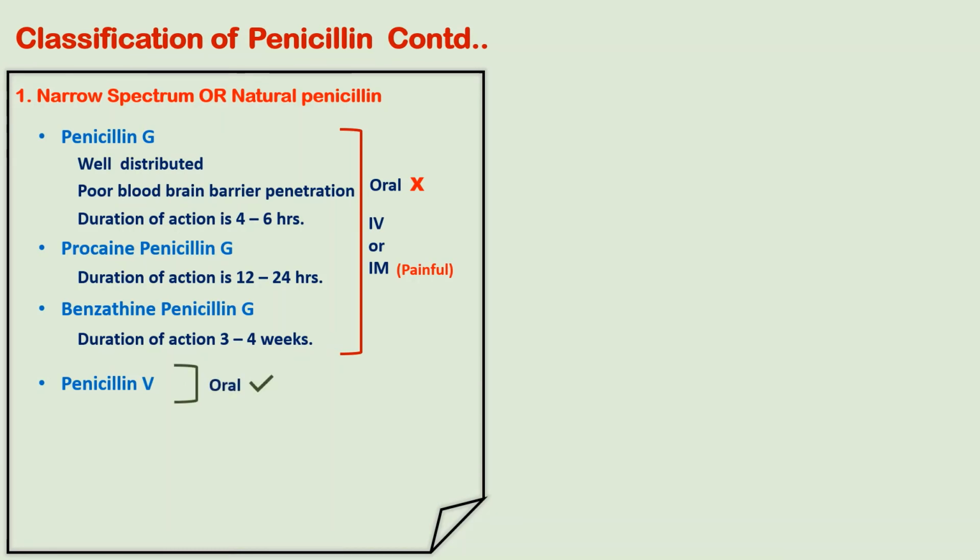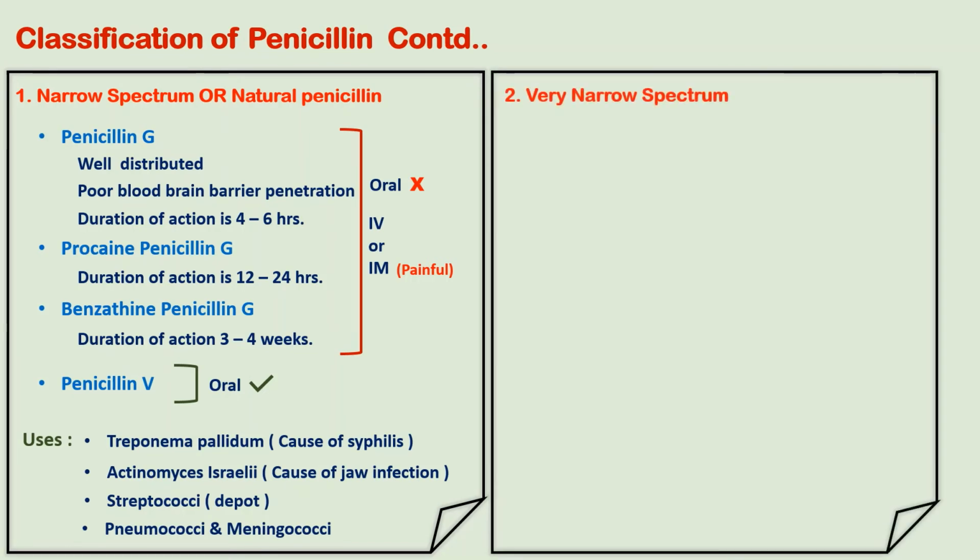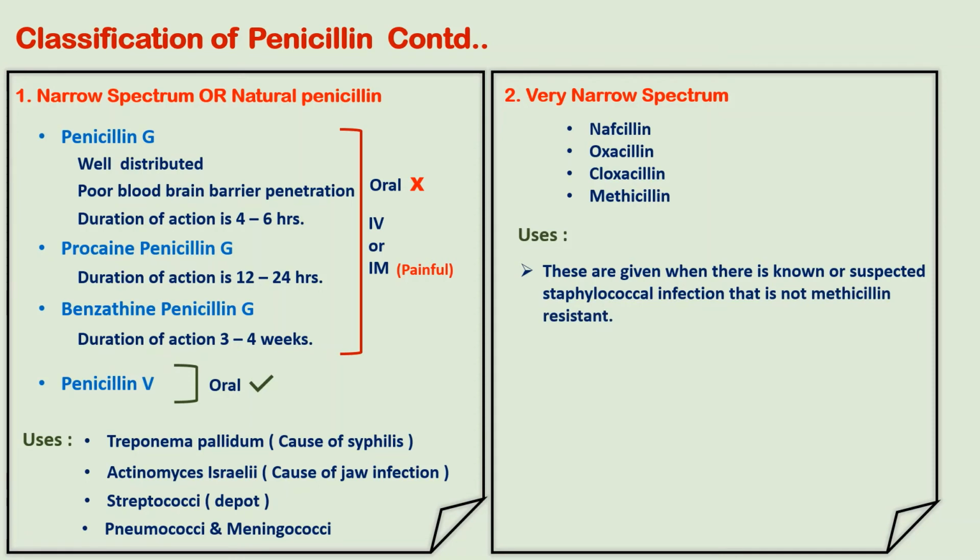Now, about its uses, the bacteria that is still susceptible is the T. pallidum, which causes syphilis, and they can also be used against staphylococci, pneumococci and even meningococci. The second class is the very narrow spectrum, and they include nafcillin, oxacillin, cloxacillin and methicillin. These are given when there are known or suspected infections by staphylococci that are not methicillin resistant.